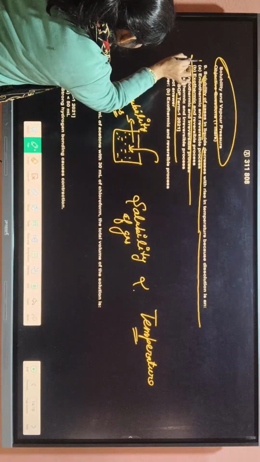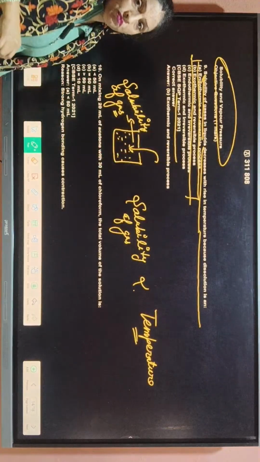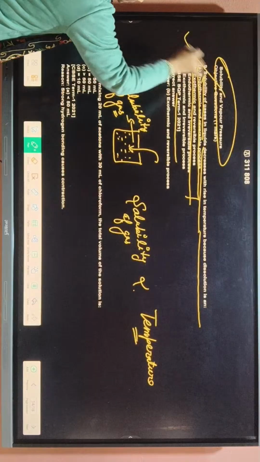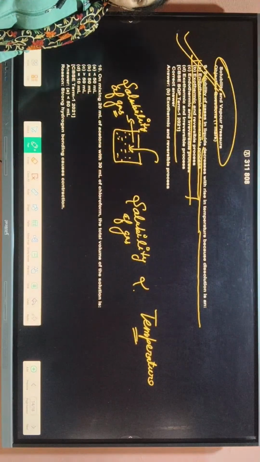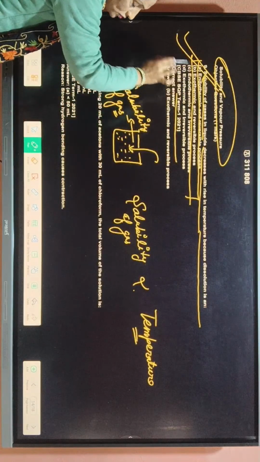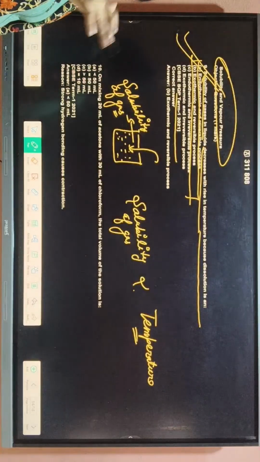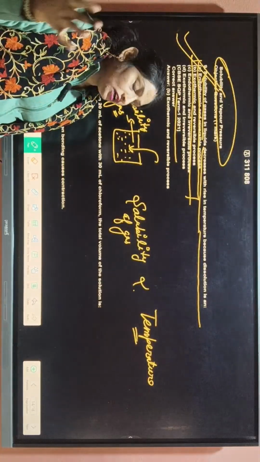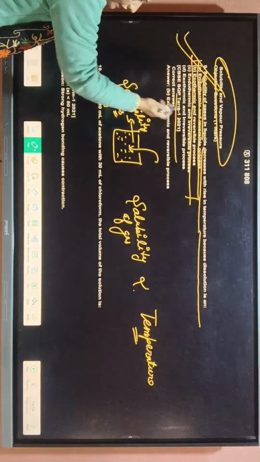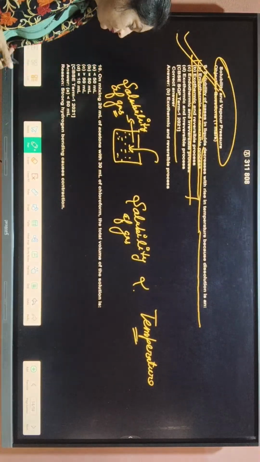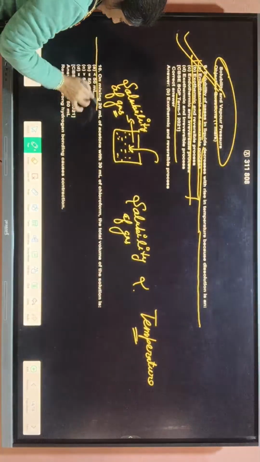In which option is it given? Option B. So you can go with option B; option B is correct here. Because it is exothermic, and exothermic process means one in which heat is released. So it is an exothermic as well as reversible process. So move on to the next question.